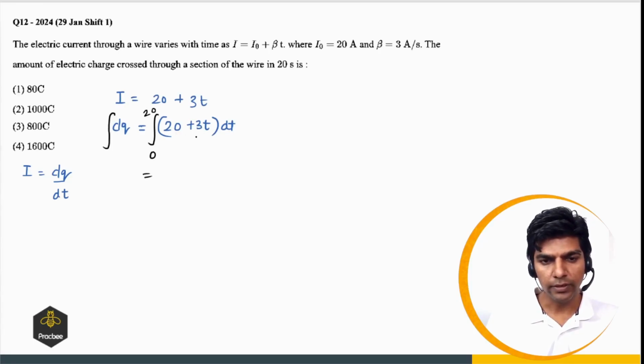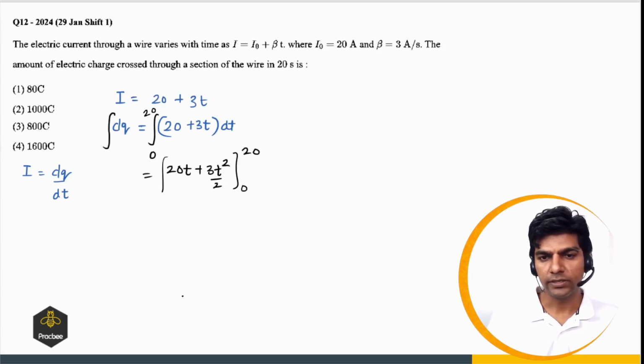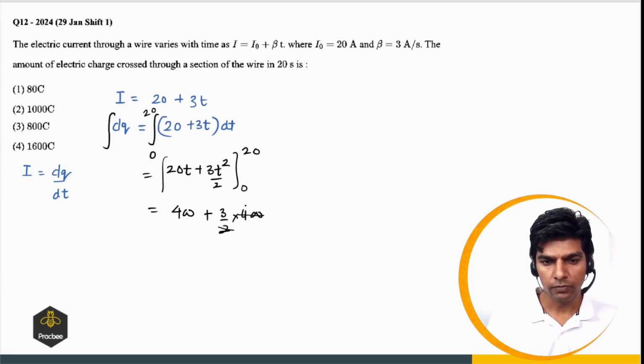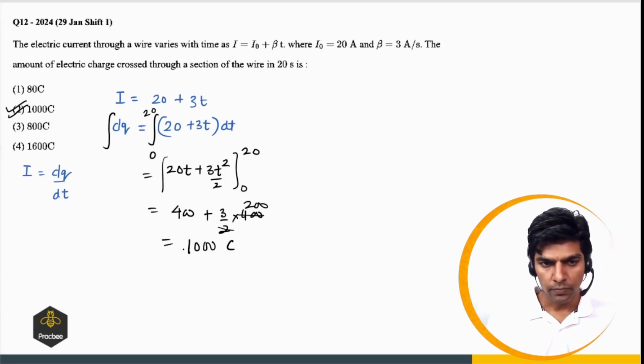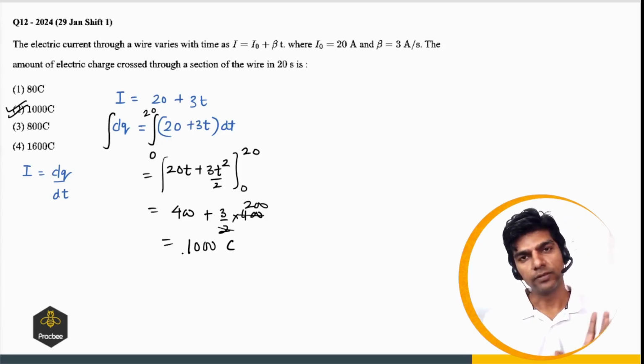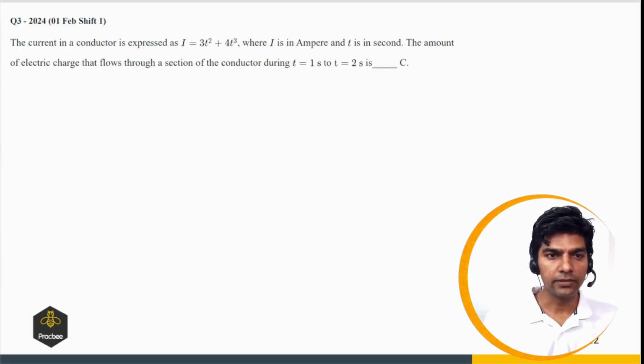The integration of 20 plus 3t will be 20t plus 3t square by 2. Now let us put the limits from 0 to 20 seconds. It comes out to be 400 plus 3 by 2 times 400, so this will be 200 and this comes out to be 600, so the total is 1000 coulomb. So option 2 is the right answer. Now you know that if we have to find the charge, we have to integrate if I is given as a function of time. Let us see the next illustration.